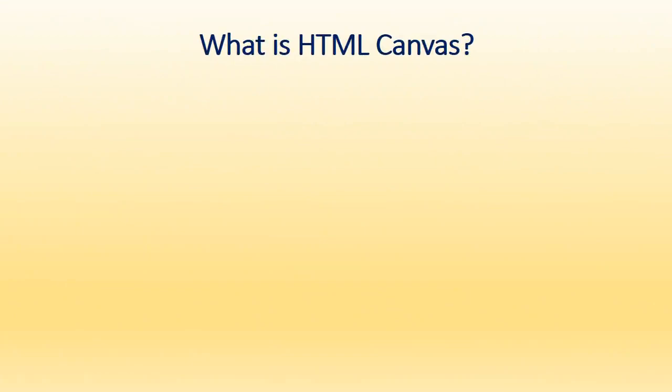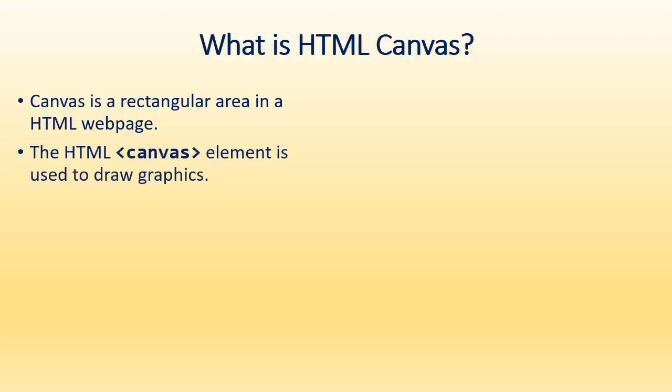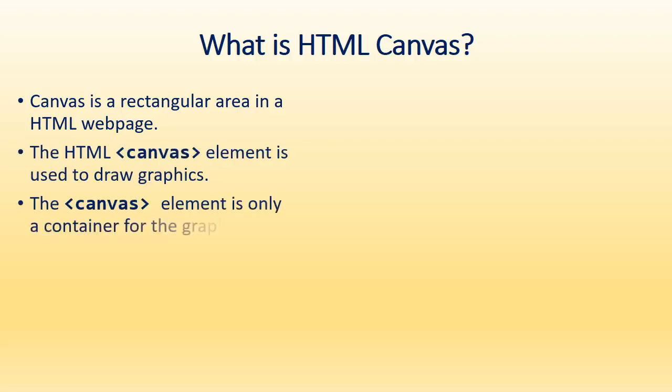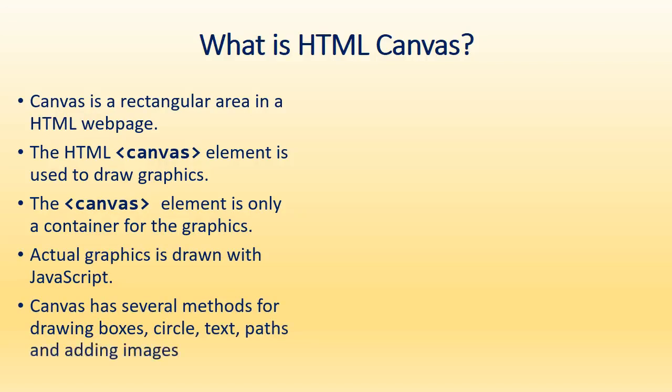Now let us discuss what HTML Canvas actually is in detail. Canvas is just a rectangular area in an HTML web page. The Canvas element is used to create graphics. The Canvas element is only the container for the graphics, and we have to use JavaScript code to create the graphics. There are a lot of methods available for creating graphics like boxes, circles, text, creating paths, and adding images.